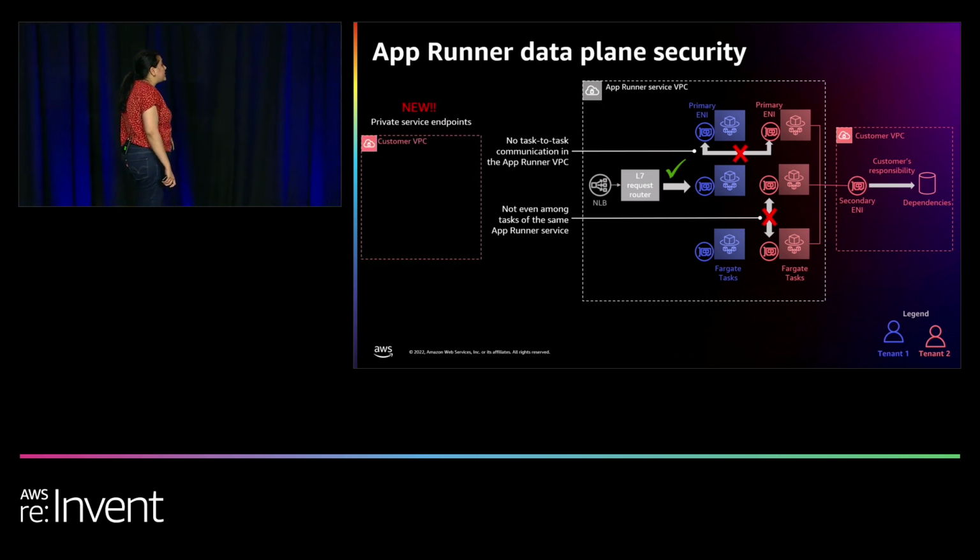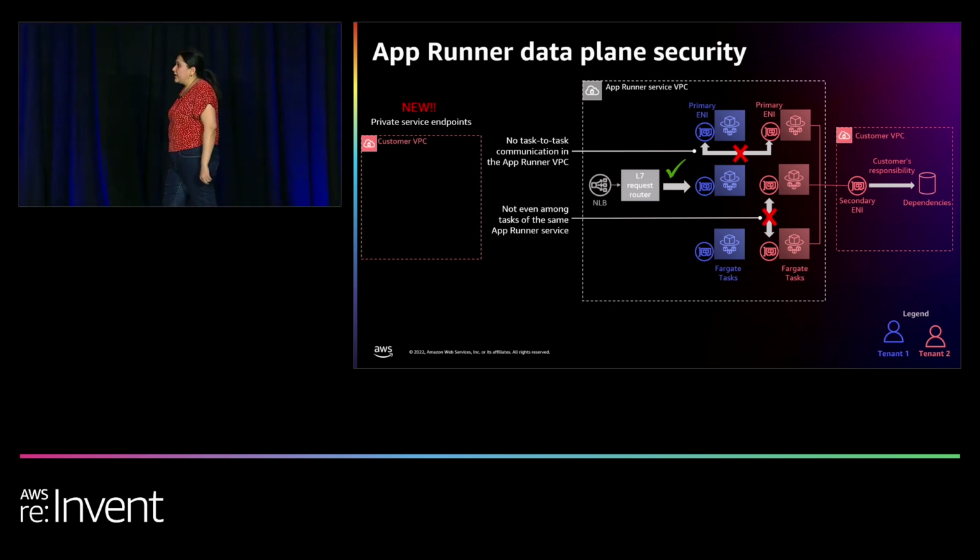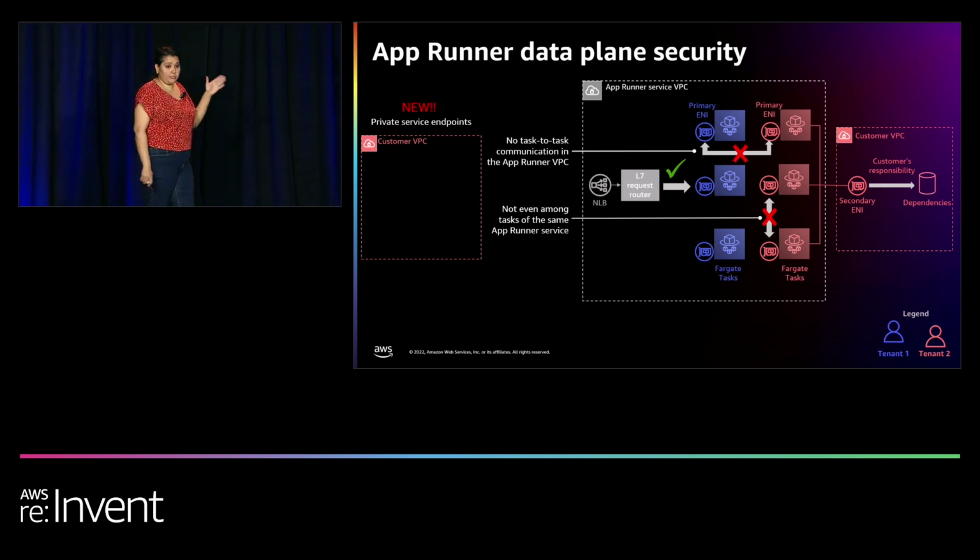And this is a recently launched feature, on the inbound traffic side of things. We just announced private service endpoints for App Runner. What this means is that instead of getting an App Runner service URL that's publicly reachable over the internet, you can now create a private endpoint in your VPC to accept the incoming traffic.